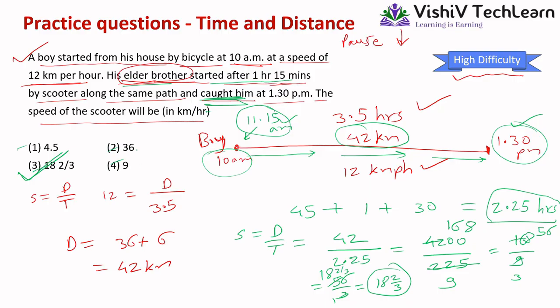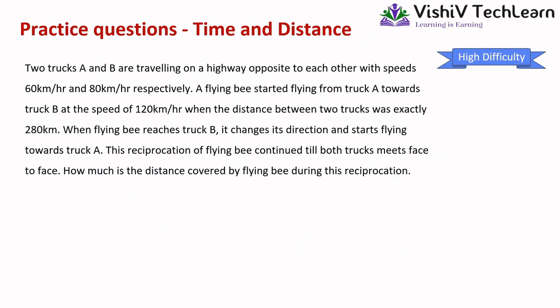Option 3 is correct. See, even though this question was really tricky, still the same logic, speed is equal to distance upon time, and the same kind of trick, the logic we have used, we found out the answer. Let's go to the last question now.